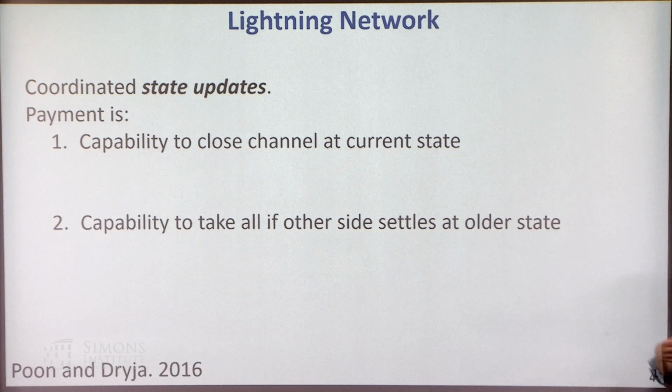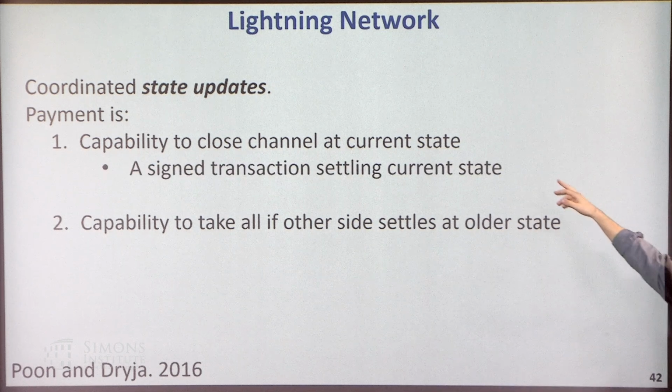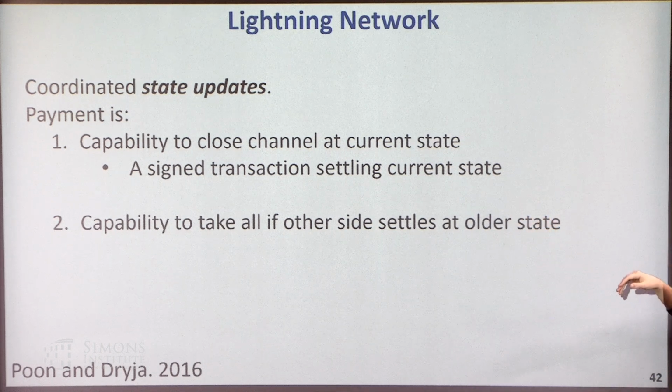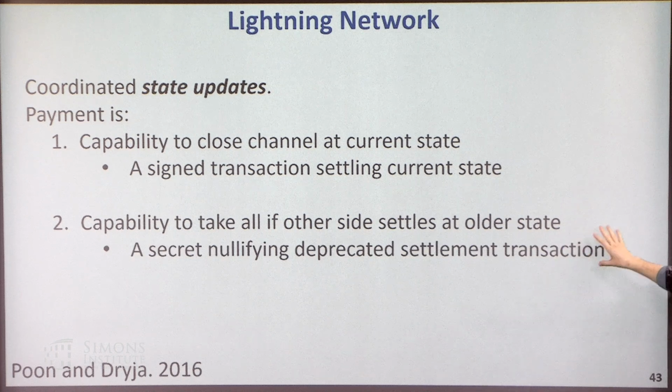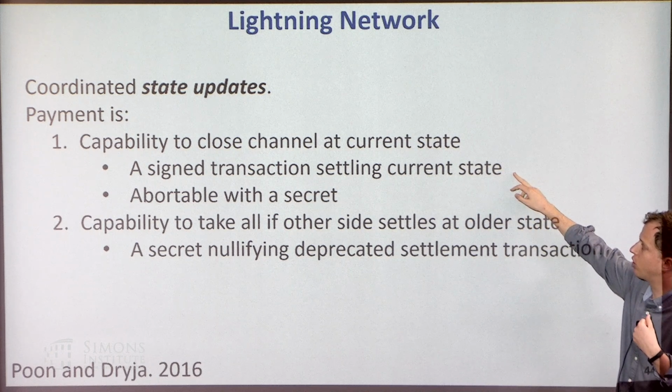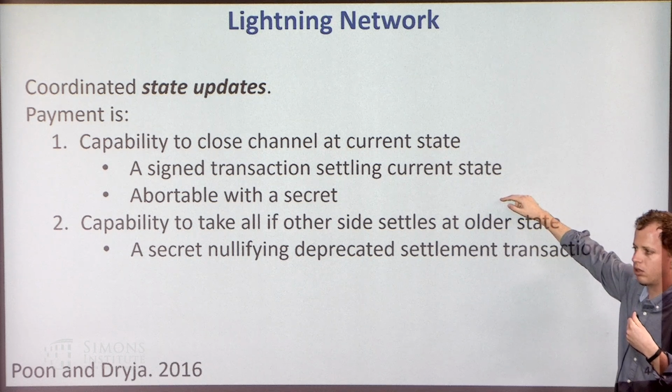Okay, so when I receive the money, I get these 2 capabilities. But there's a catch, right? How do we do this? So this is easy. This is a signed transaction settling the current state, right? They produce it together with the signatures. But how do we do this? So when I receive the money, I also get a secret. And the secret will nullify a deprecated settlement from the other side. So Bob gets a secret from Alice, and he can use this secret if Alice tries to settle an older state on the blockchain, which means that actually this one is abortable with a secret. So Bob gets a signed transaction settling the current state that is abortable with a secret.